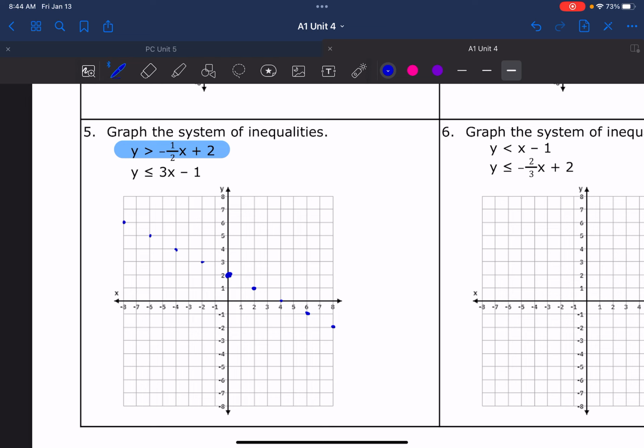So you have to ask yourself the same question. If I'm looking at this symbol, should it be a solid line or a dashed line? Since it has no underline, this is going to be a dashed line. And then are we going to shade above or below? That's a greater than, so we're going to shade above. So let's put that all together. Draw our dashed line, and shade that above.